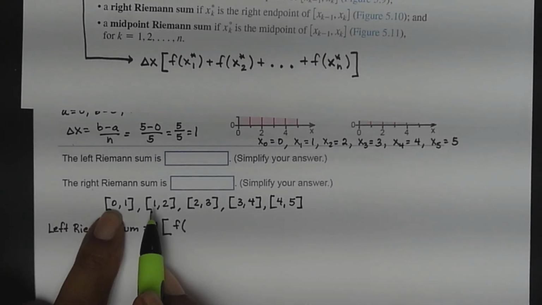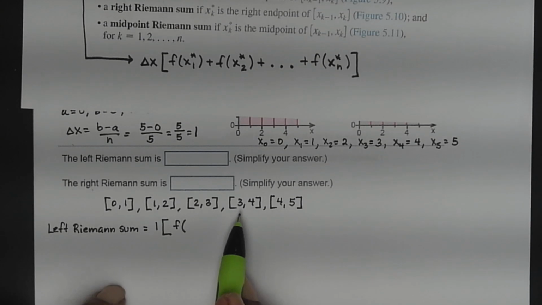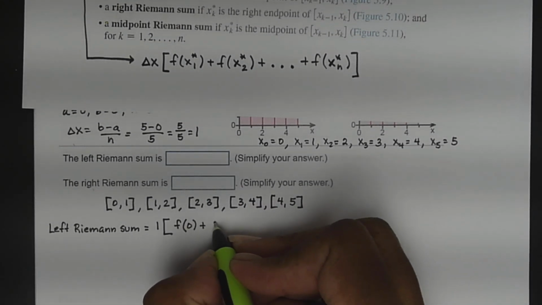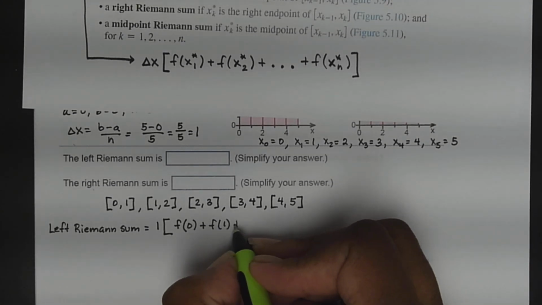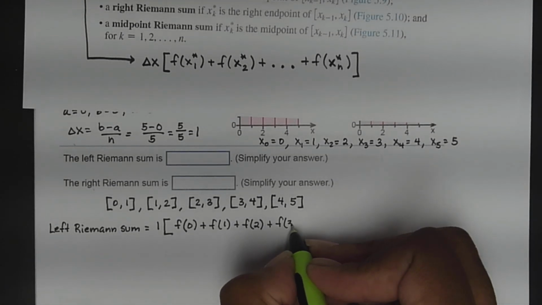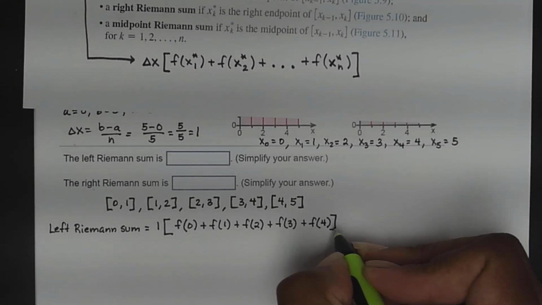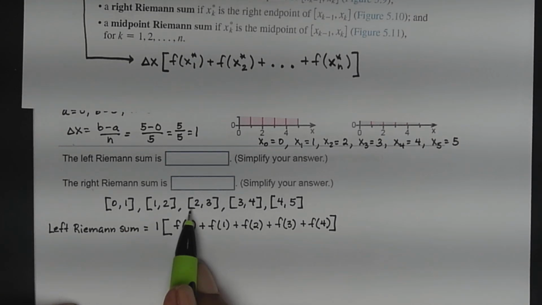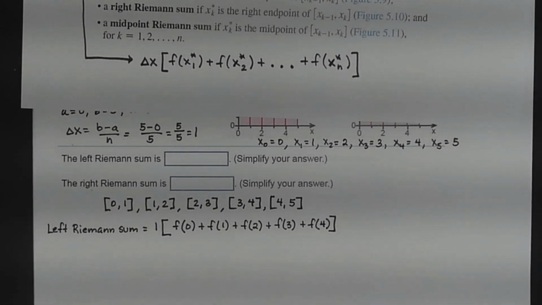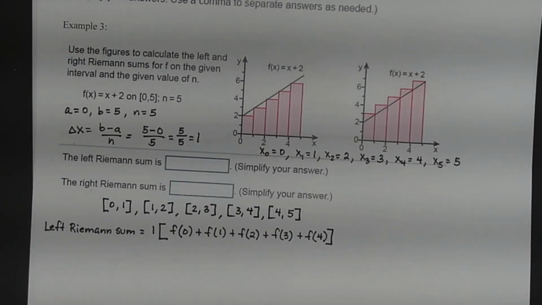These are my left endpoints, 0, 1, 2, 3, and 4. So it's actually going to be f of 0, plus f of 1, plus f of 2, plus f of 3, plus f of 4. So these are the left endpoints that I will use for the left Riemann sum. And then I'm going to evaluate each of those left endpoints here.